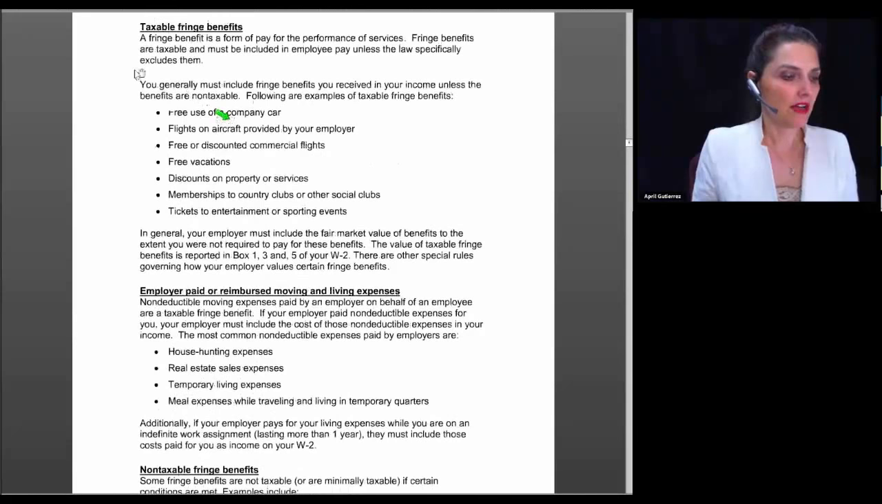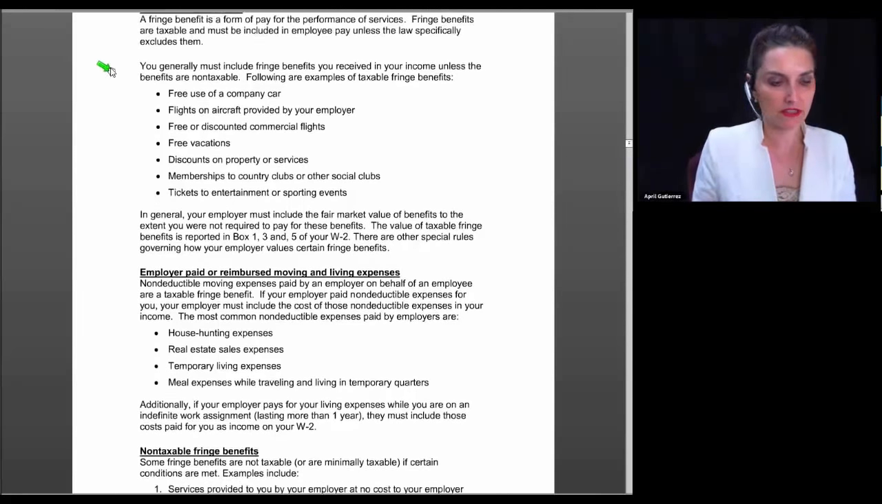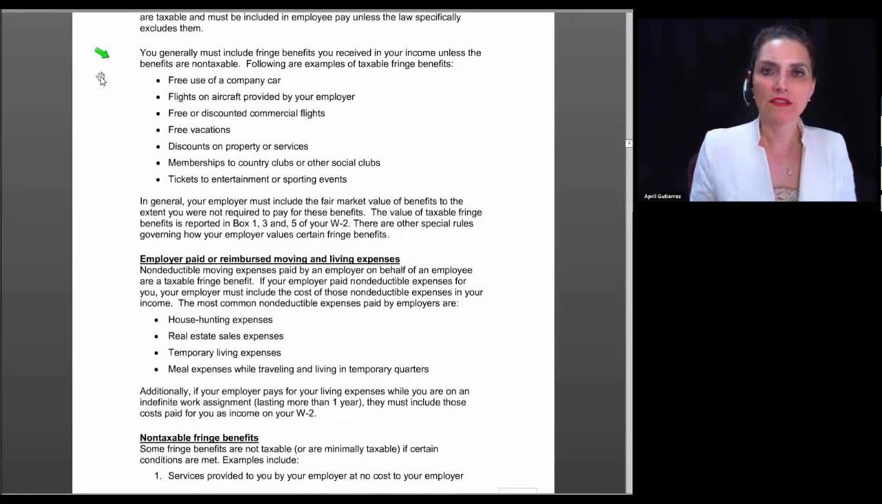So let's look now at some of the descriptions of taxable fringe benefits, some of the common ones that we should be on the lookout for. A fringe benefit is a form of pay for the performance of services, and fringe benefits are taxable and must be included in employee pay unless the law specifically excludes them. You generally must include fringe benefits you received in your income unless the benefits are non-taxable.